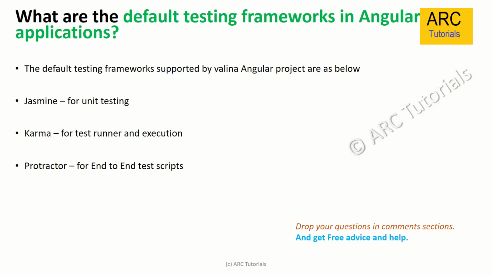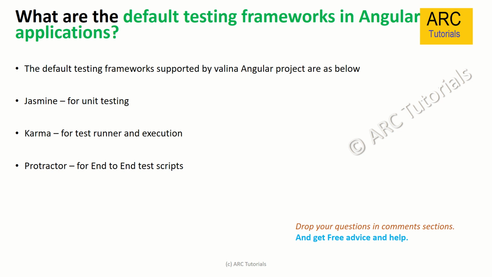What are the default testing frameworks available in the Angular default project setup in CLI? The default testing frameworks supported by a vanilla project are Jasmine, Karma, and Protractor. Jasmine is used for writing unit tests. Karma is used for test execution as a test runner, and Protractor is used for end-to-end test script execution.